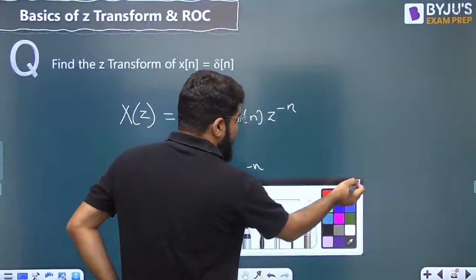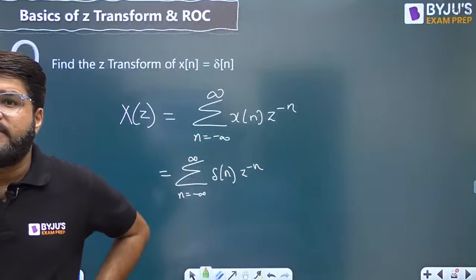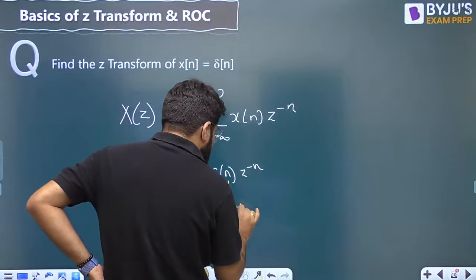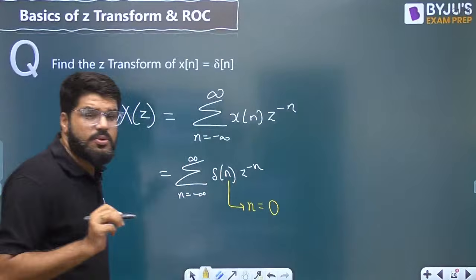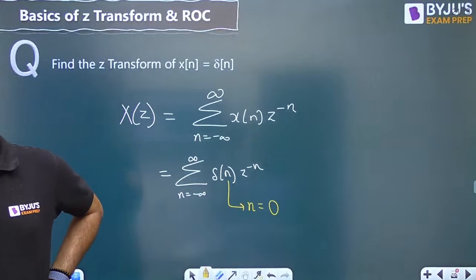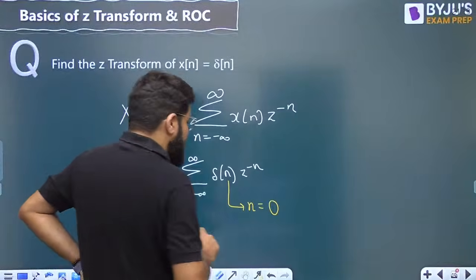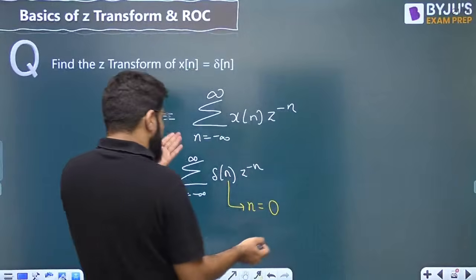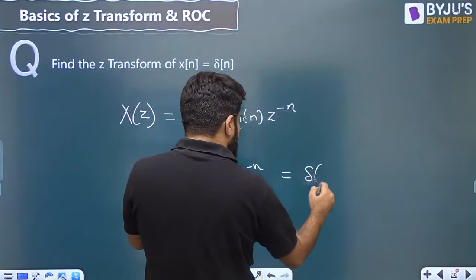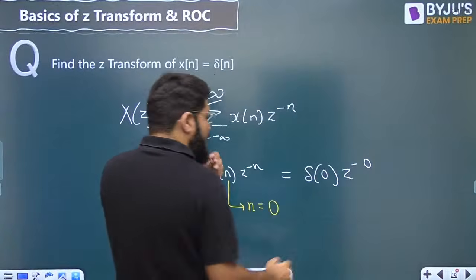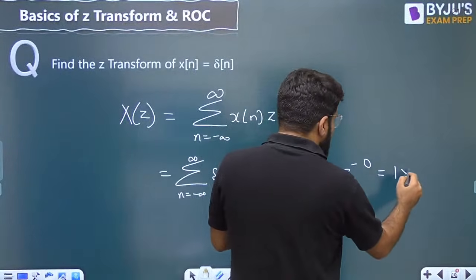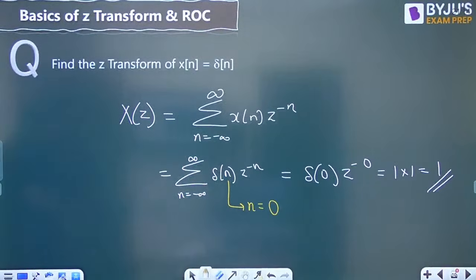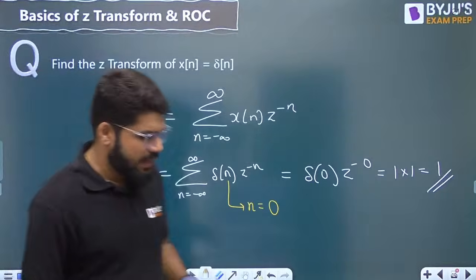Now we all know that a discrete time unit impulse sample will exist only at n equal to 0. Delta[n] exists only at n equal to 0. So why take the limits? You can only take n equal to 0. No need for the entire limit. So it becomes delta[0], and then you take z power minus 0 also. Delta[0] is 1, z power 0 is 1, and the final answer hence is equal to 1.